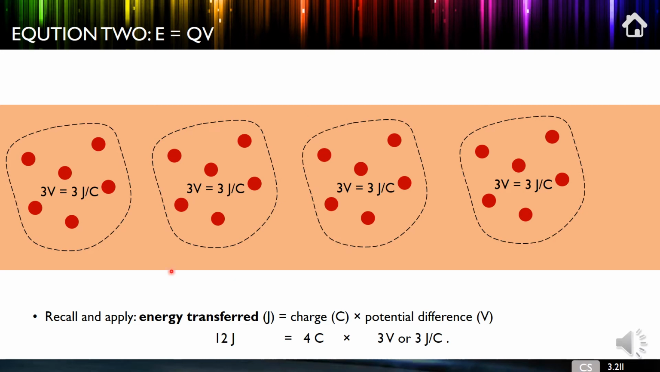So here we've got a more static situation. We've got 4 coulombs here. Each of them is 3 volts, and that's the amount of energy, so 3 joules per coulomb. So the total amount of energy here is 12 joules. So charge times potential difference equals energy transferred.